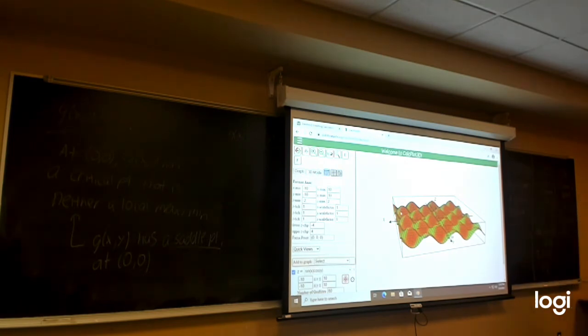Anybody think of a Calc 1 function like that? A function from Calc 1 where you have infinitely many values of x at which you have a local max and infinitely many where you have a local min? Sine or cosine function. Yeah, just the individual pieces of this function.